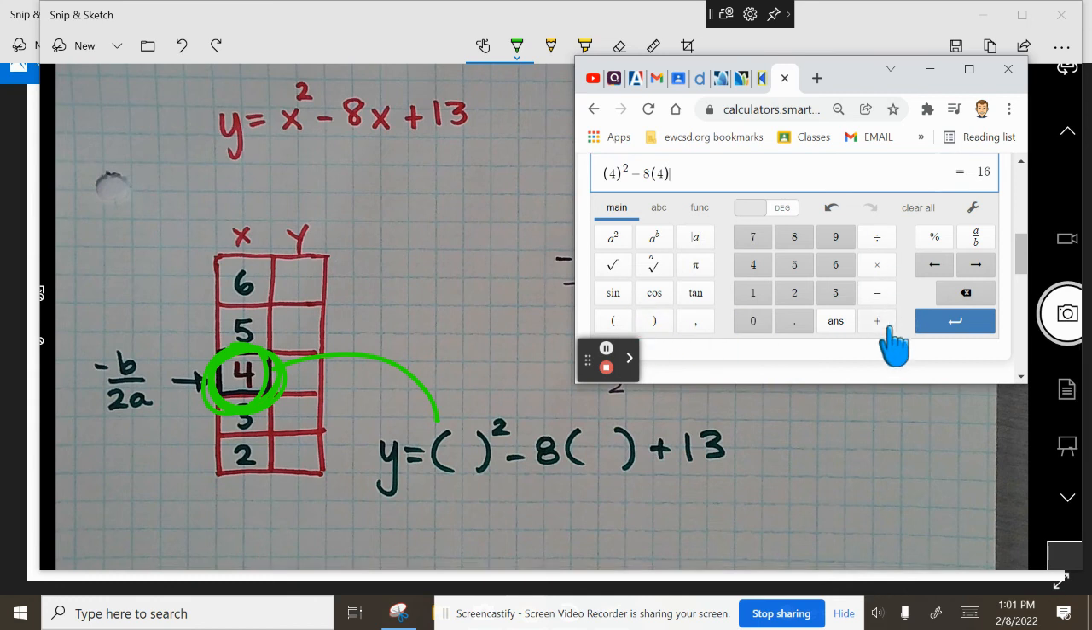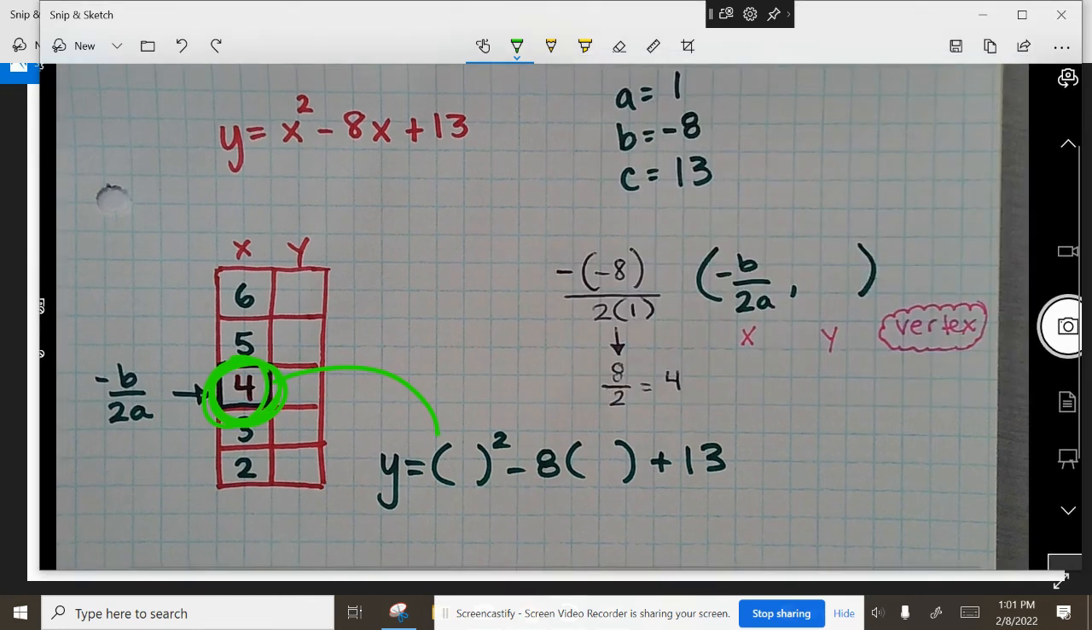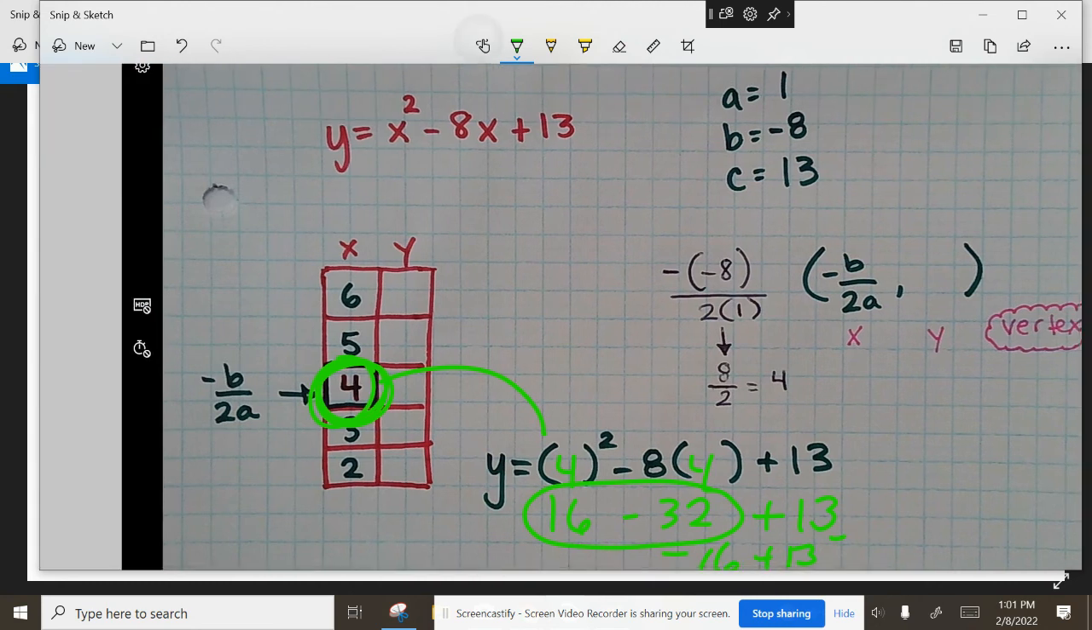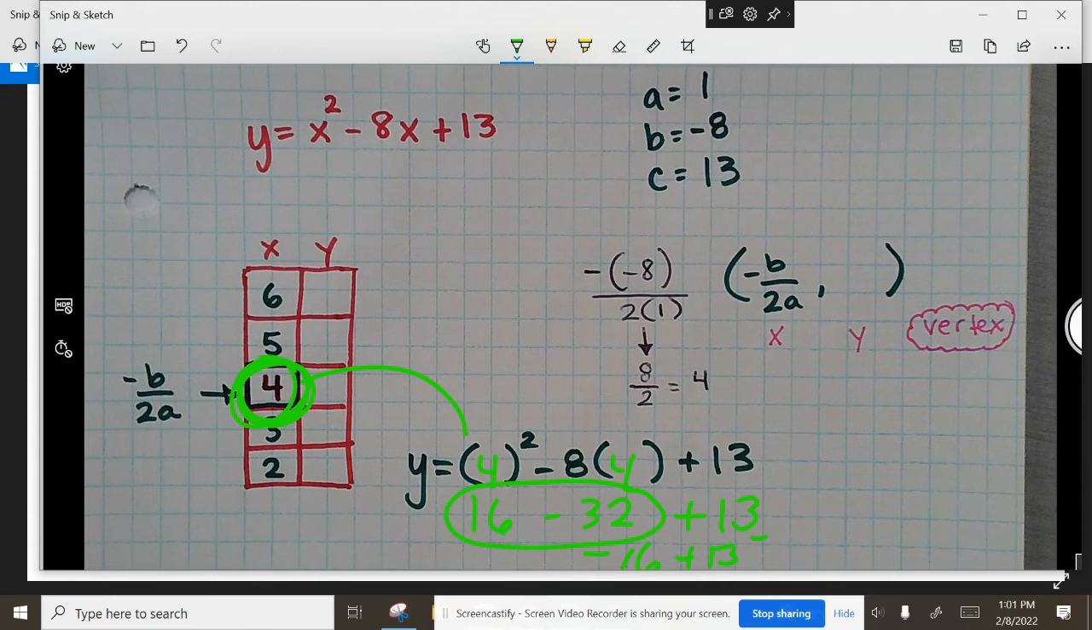Plus 13. Now you could obviously do this on your own, but this is another way to check your work and see if that is right. Is that correct? If I do 4 here and 4 here, this becomes 16, negative 32, plus 13. I know this becomes negative 16 plus 13. That becomes negative 3. Let's see if that was true.